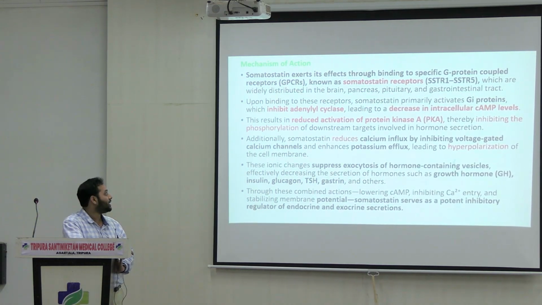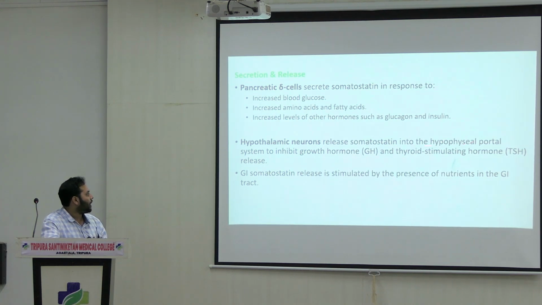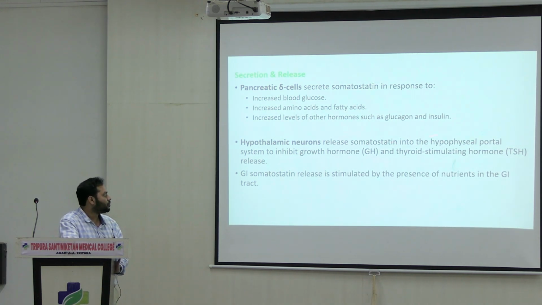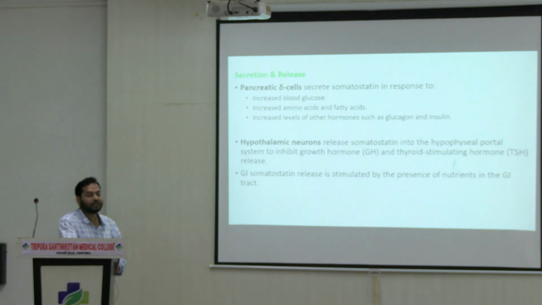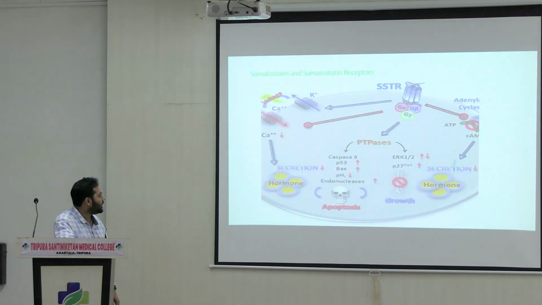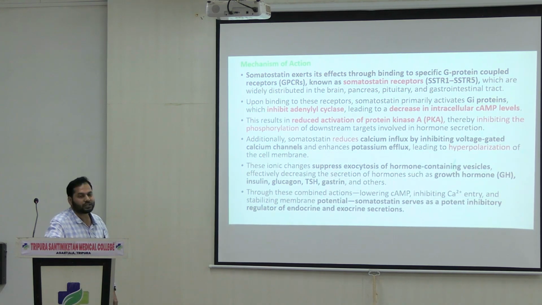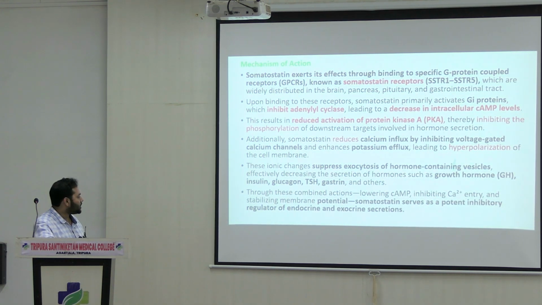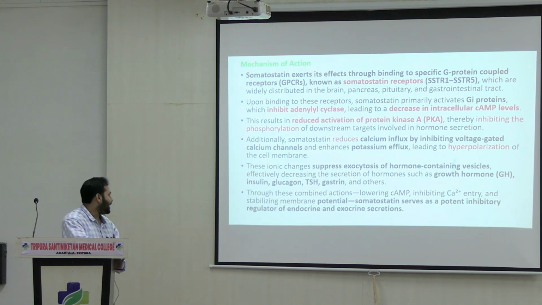As I've already mentioned in these slides, hypothalamic neurons release somatostatin into the hypophyseal portal system. For what purpose? To inhibit growth hormone, to inhibit thyroid stimulating hormone. So now the question is how they inhibit the growth hormone release and the thyroid stimulating hormone release. This is how they inhibit the release of both growth hormone and thyroid stimulating hormone: by suppressing the exocytosis events, right? So this is the general mechanism of this particular hormone's action.